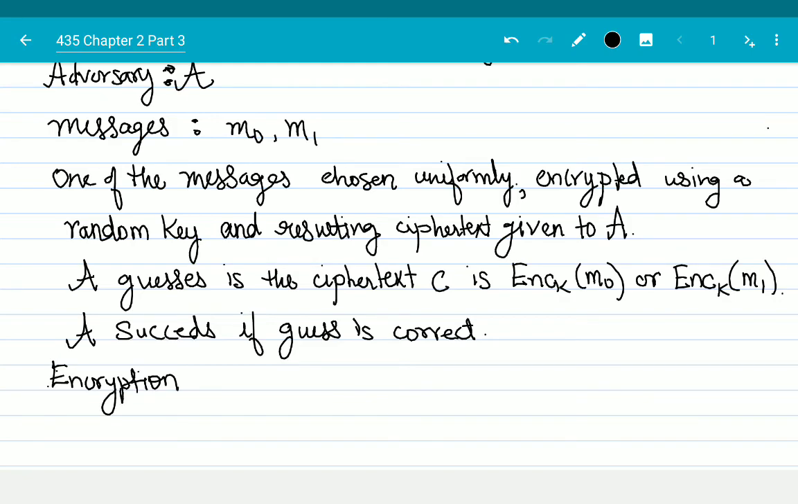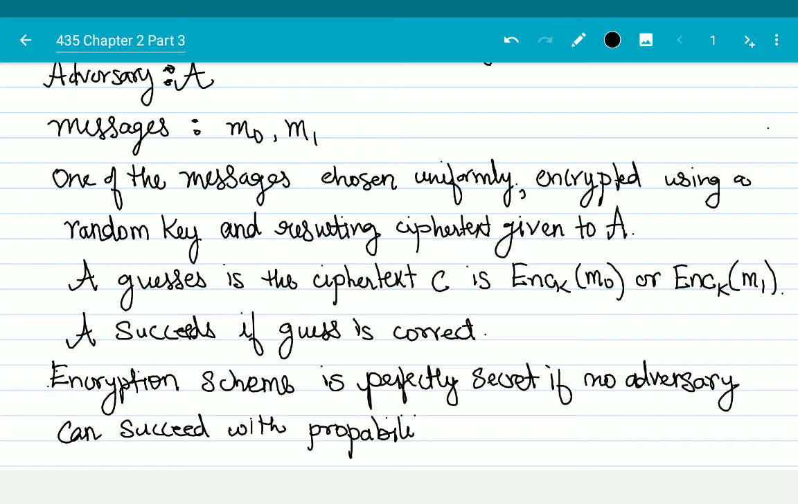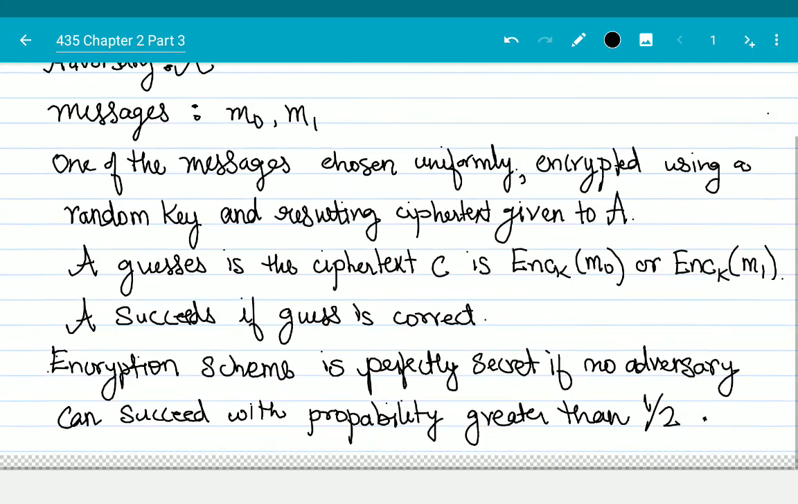And then an encryption scheme is perfectly secret if no adversary can succeed with probability greater than 1/2. Okay, the probability 1/2 is trivial.